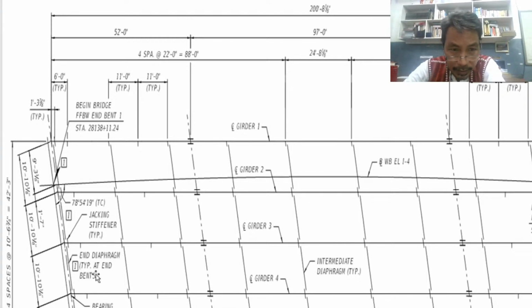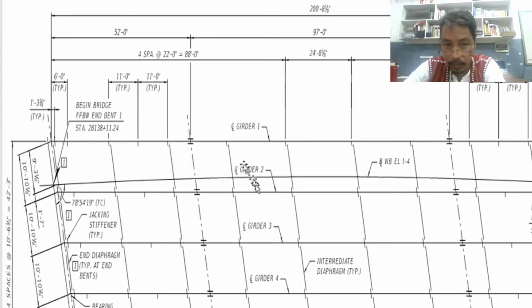So where are the girders? This line is the center line of girder. So that is the center line of girder 1. This is the center line of girder 2. This line is only representing the center line of the girder. So this is the center line for girder number 3. And girder number 4 and number 5 here. And so on. So those are the girders.